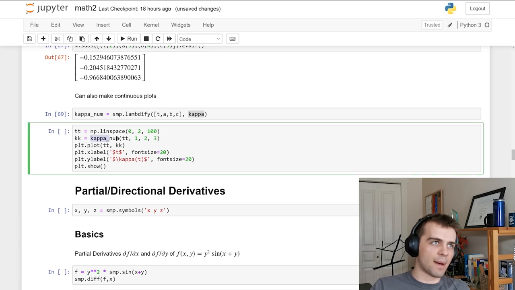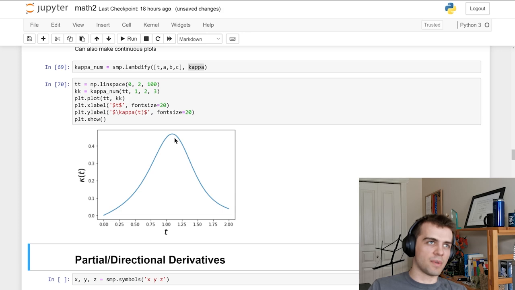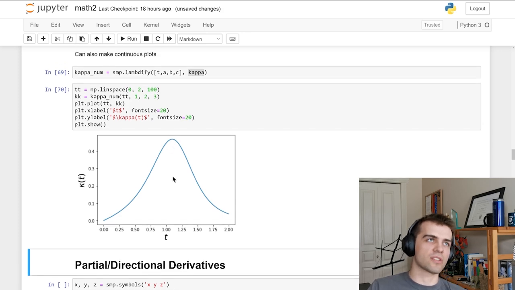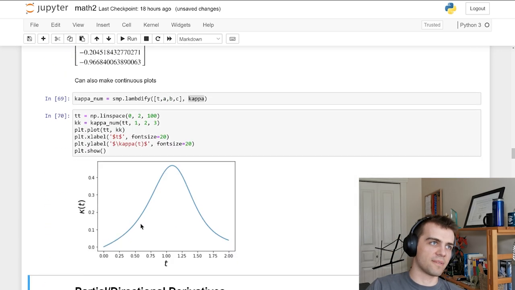And then I use the kappa numerical function to evaluate on this array of times here for a equals 1, b equals 2, and c equals 3. And I can plot the curvature as a function of time here. And there's actually a maximum point here. So for example, this is an interesting curve because it reaches a point where there's a maximum amount of curvature and then it sort of goes down again.